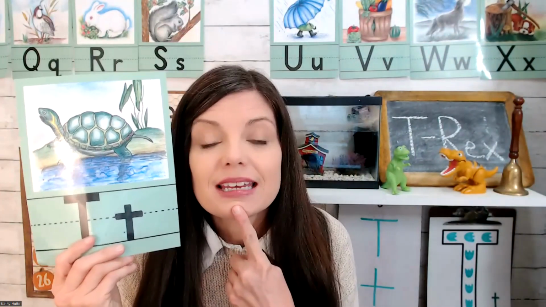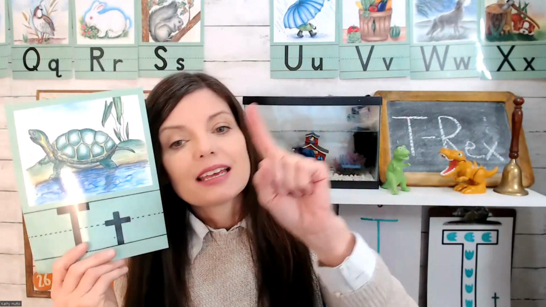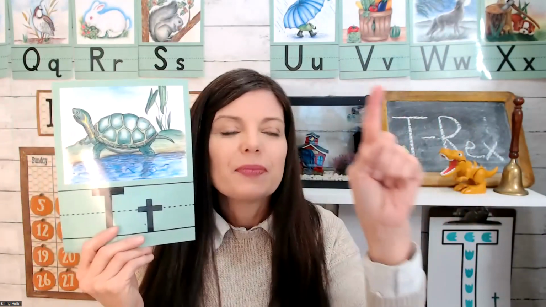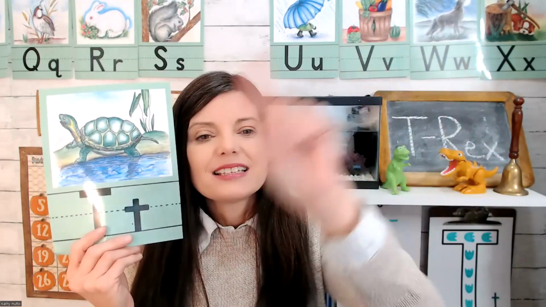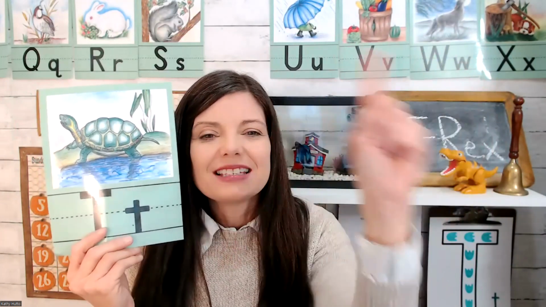Letter T sounds like this. T, t, t. Can you try to make that sound? T, t, t. It sounds like a ticking clock. T, t, t, t. Take your finger and move it back and forth like a ticking clock. T, t, t, t, t, t.